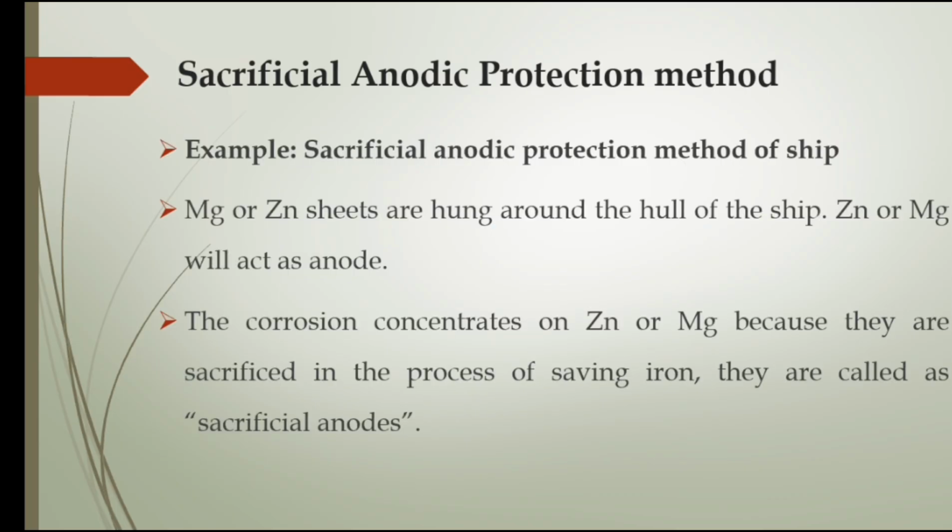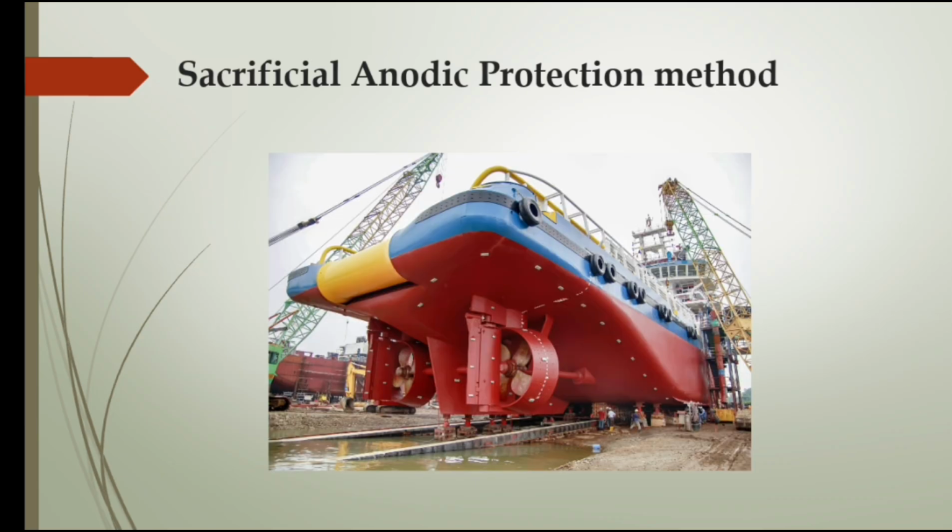Example for sacrificial anodic protection method is the protection of ship. In ship, magnesium or zinc sheets are hung around the hull of the ship. Zinc or magnesium will act as anode. Then the corrosion concentrates only on zinc or magnesium because they are sacrificed in the process of saving iron. They are called as sacrificial anodes.